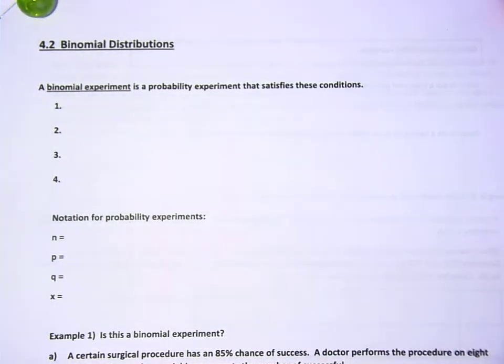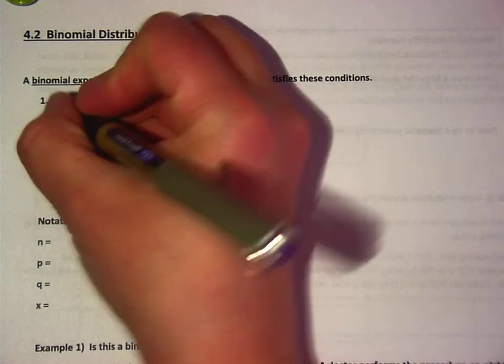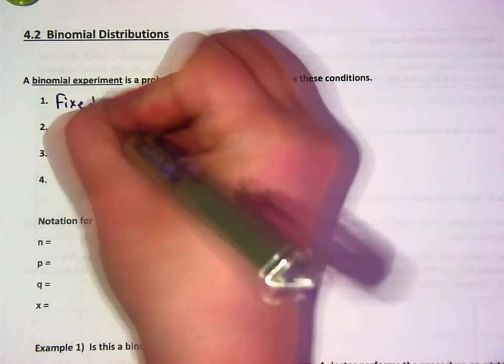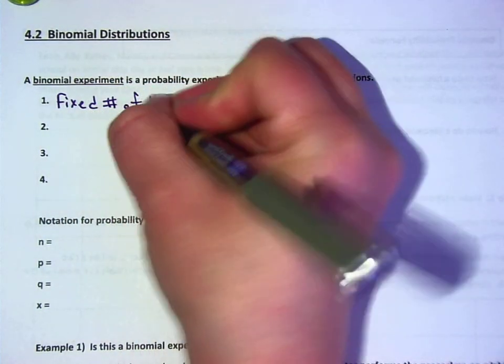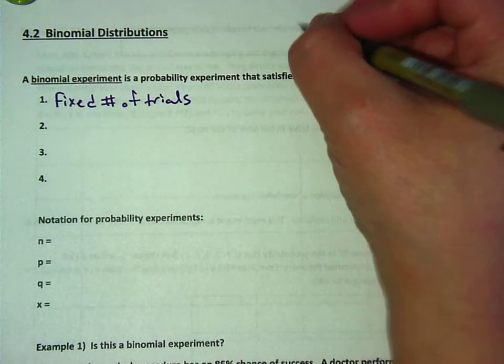So, a binomial experiment is a probability experiment that satisfies the following conditions. First of all, there is a fixed number of trials. So you already know how many times you're going to do this experiment before you start.